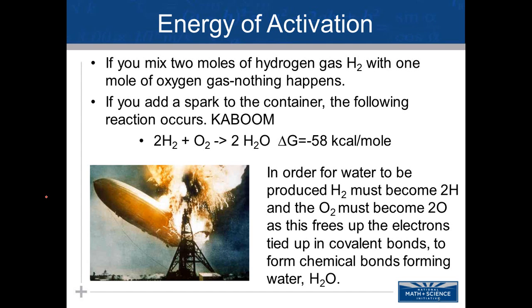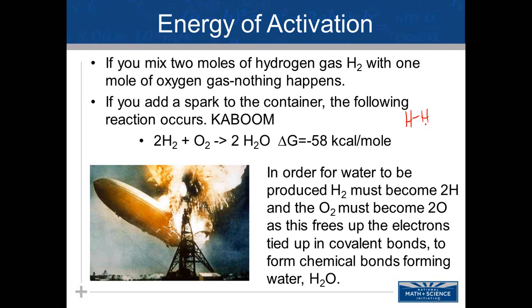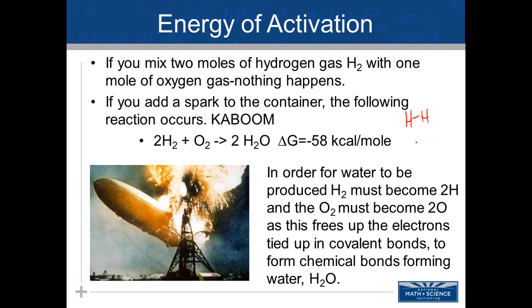It turns out that that spark adds a little bit of energy to the mixture, and that little bit of energy is used to break the bond that's holding the 2 hydrogen atoms together and to break the bond holding the oxygen atoms together. So for an instant, the H2 becomes 2 atoms of hydrogen and the O2 becomes 2 atoms of oxygen. And that's going to free up those electrons that were tied up in the covalent bonds so that now they can form a chemical bond in the formation of water.